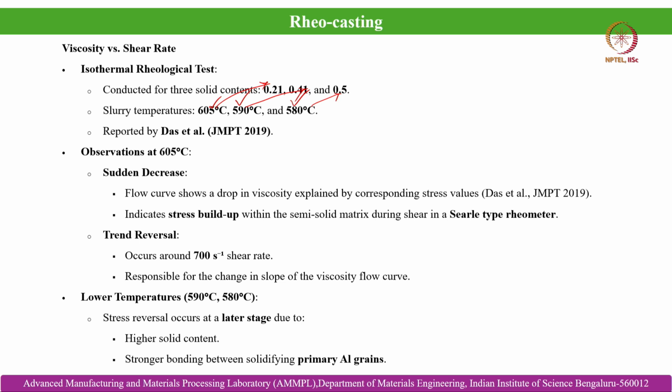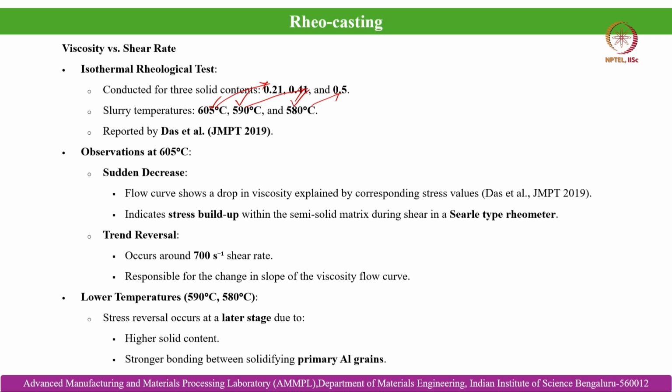Trend reversal occurs around 700 per second shear rate. This is responsible for the change in slope of the viscosity flow curve, which again has been explained to you. It happens because of the microstructural restructuring, the microstructural changes at the onset of shear force exerted by the rotational geometry, that means the inner bob in case of a Searle type rheometer. And in case of lower temperature, stress reversal occurs at a later stage.